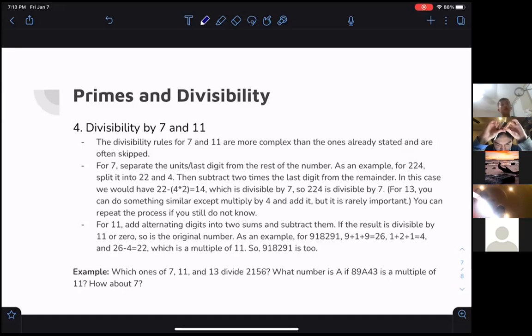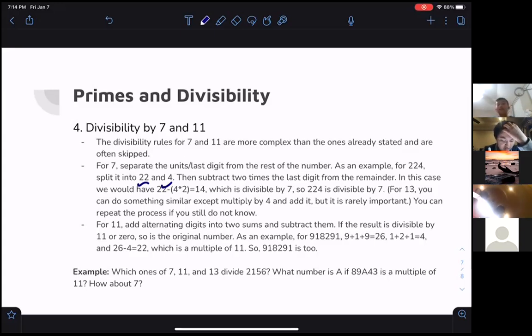You separate the units digit, the last digit, from the rest of the number. As an example, for 224, you split it into 22 and 4. Then subtract 2 times the last digit from the remainder. In this case, you have 22 minus 4 times 2 is 14, which is divisible by 7. So 224 is divisible by 7, which is actually 14 times 16. So it would be, I believe, 7 times 32.